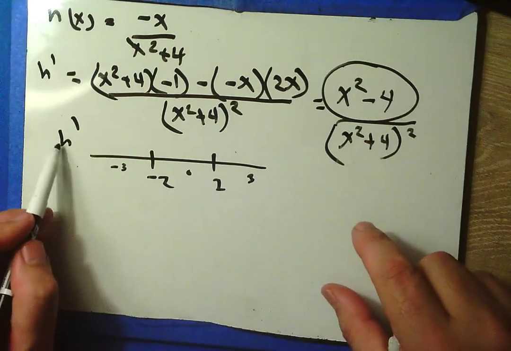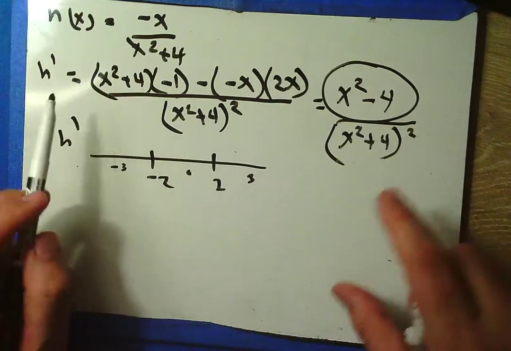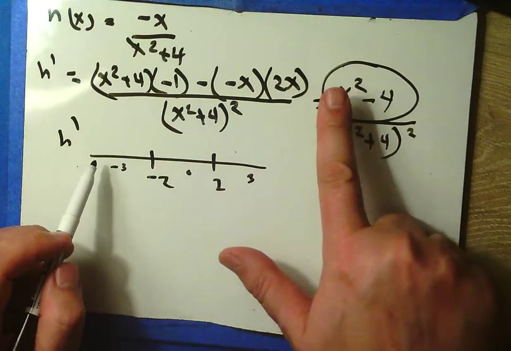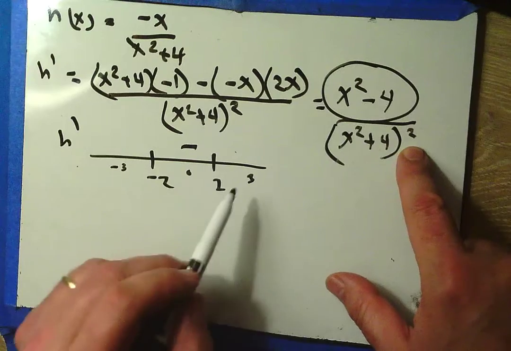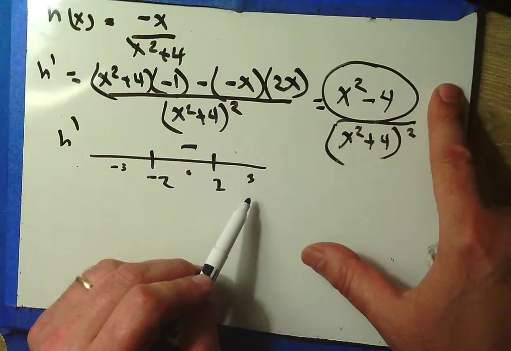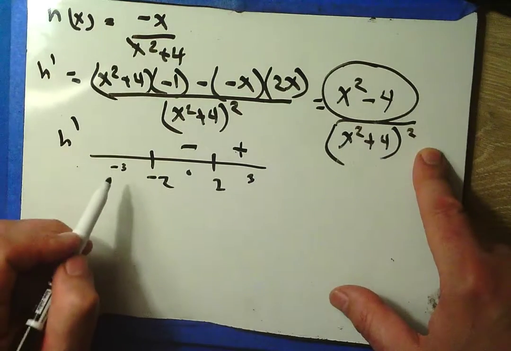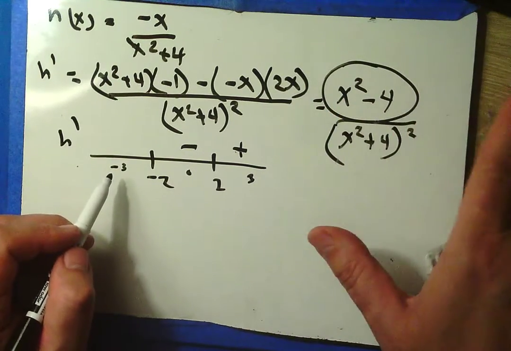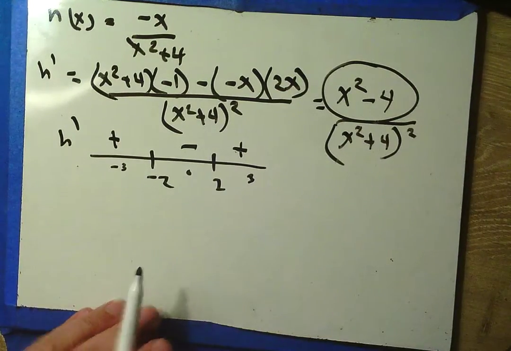And remember, this is an h prime sign chart, not an h sign chart, so I'm not plugging them into h, I'm plugging these things into h prime. Alright, so if I plug in a 0 here, I end up with negative on the top and a positive on the bottom, that's minus. If I plug in a 3 here, I have 9 minus 4, that's positive 5 on top, positive on the bottom, so I get a plus there. And then finally, if I plug in a negative 3, I square it, I get 9 minus 4, still 5, that's positive over positive.